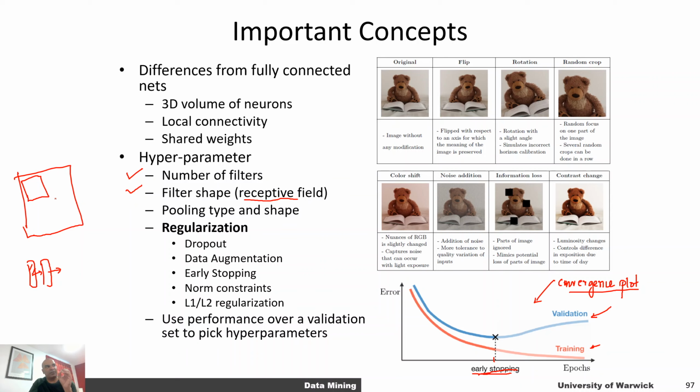So that's that bit. What should be the pooling type that I should use? Should I use max pooling? Should I use average pooling? What regularization should I use? We haven't talked about regularization in terms of convolutional neural networks or neural networks in general, but the idea of regularization is also present within neural networks.